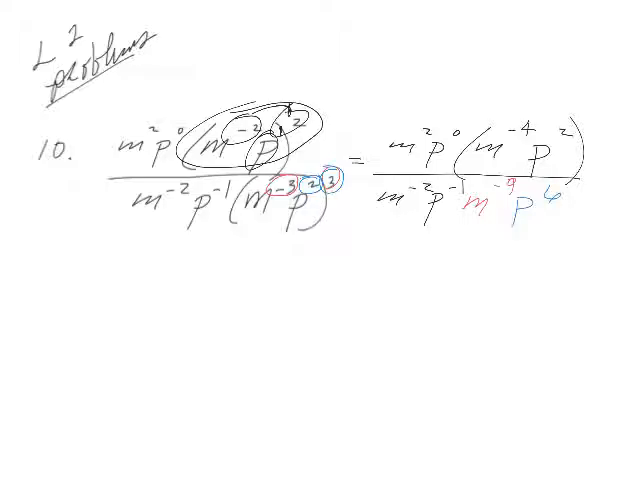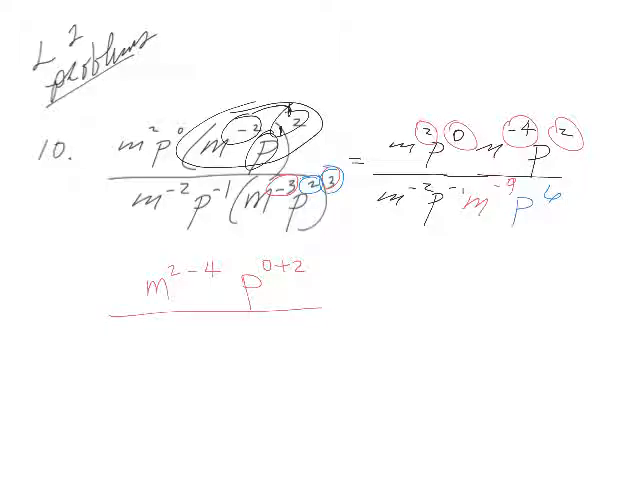Alright, so that made it a little bit easier. In fact, let's erase these parentheses here and make it look a little bit cleaner. Now what we're going to do is combine what we can. If you look here, we've got m squared and m to the negative 4. So I've got m to the 2 minus 4. And I've got a p to the 0 and a p squared. So I'm going to put p to the 0 plus 2.